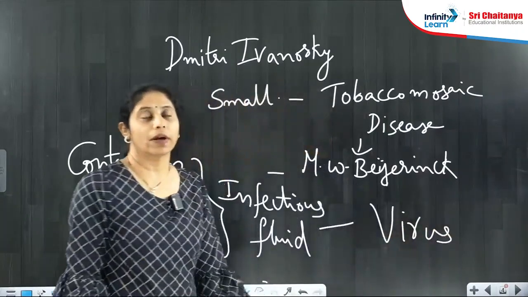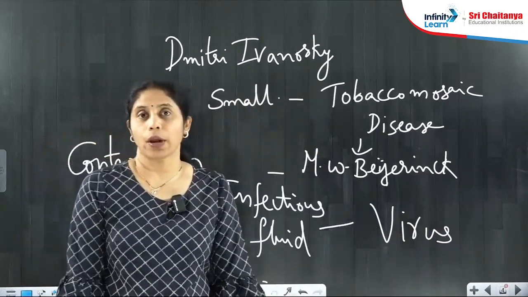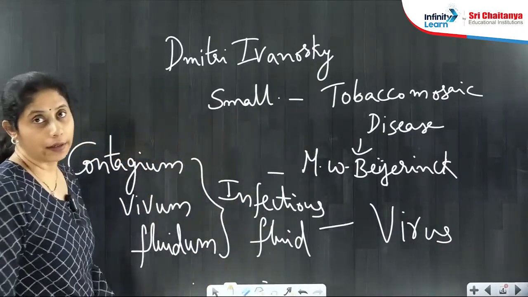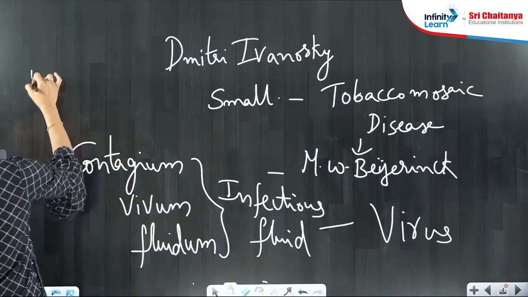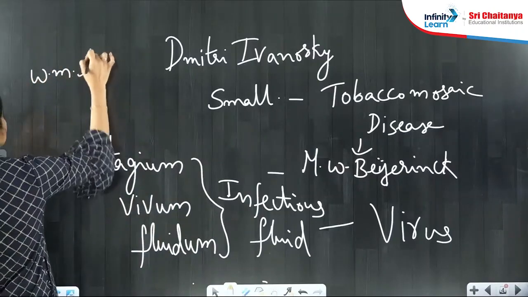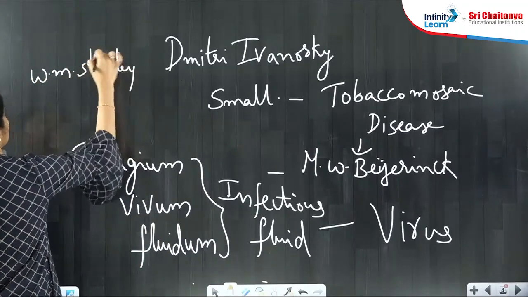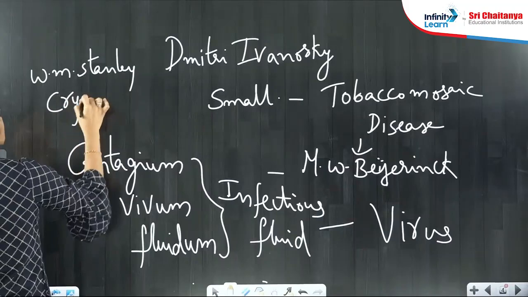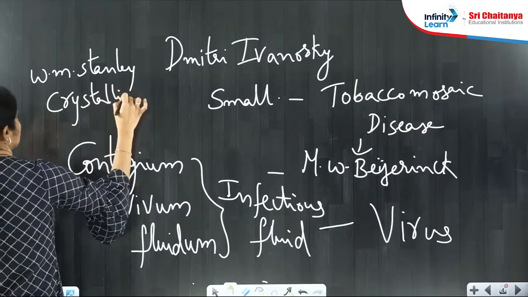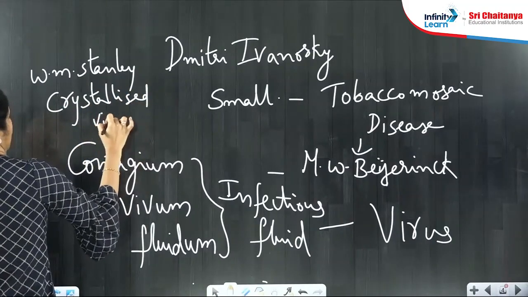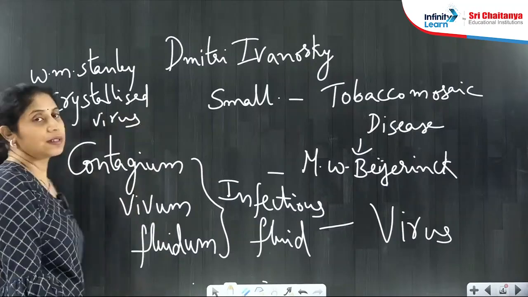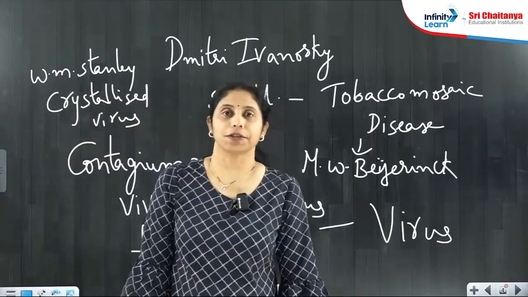The name virus was given by Beijerinck. Okay, that is about these two scientists. Then the next one, W.M. Stanley crystallized the virus for the first time.